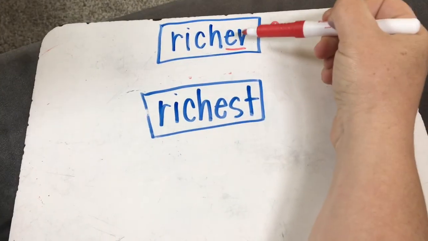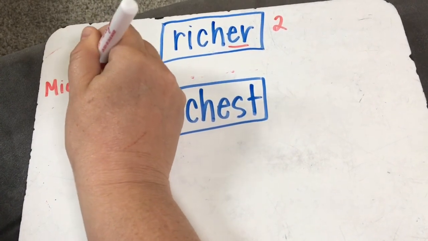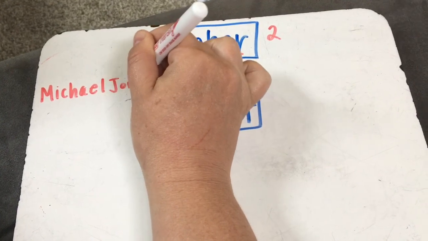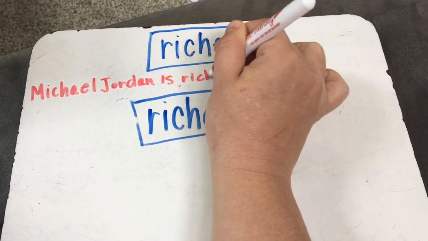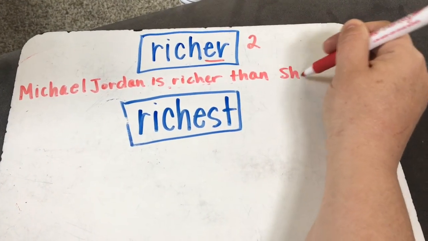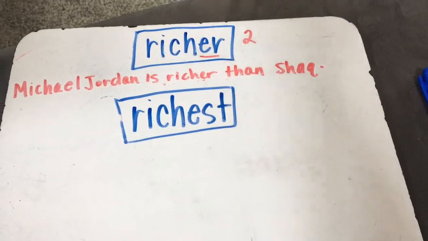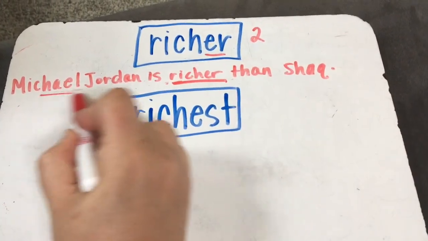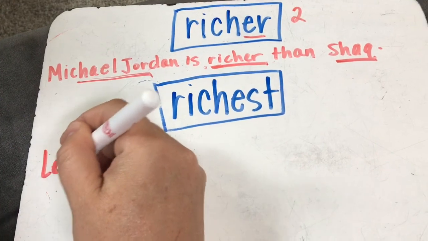You can also be rich in blessings as well. Remember, richer, when you are using the suffix er, you're comparing 2 people or 2 things. And since we're talking about richer, because this is applying to people, I came up with comparing Michael Jordan to someone else. Michael Jordan is richer than Shaq, like Shaquille O'Neal. So richer, Michael Jordan is richer than Shaq. I'm comparing 2 people, so I use the suffix er.